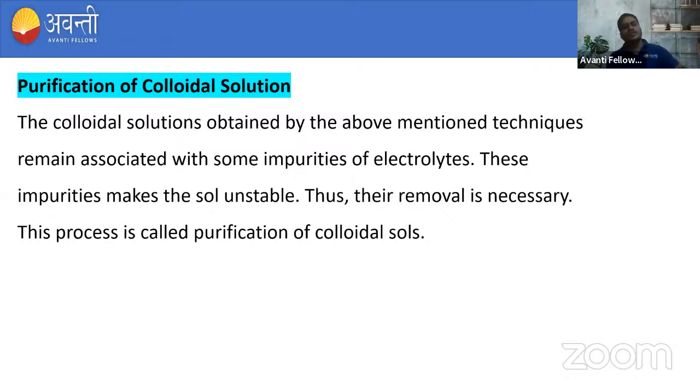Now, purification of colloidal solution. The colloidal solution obtained by the above mentioned techniques remains associated with some impurities of electrolyte. These impurities make the sol unstable. Thus their removal is necessary. So this process is called purification of the colloidal sol. So I hope this is clear. What is the purification of the colloidal sol? The colloidal solution obtained by the above mentioned techniques remains associated with some impurities of electrolyte. These impurities make the sol unstable, so their removal is necessary.